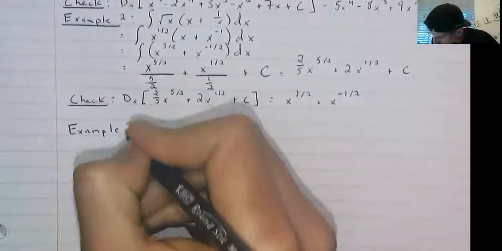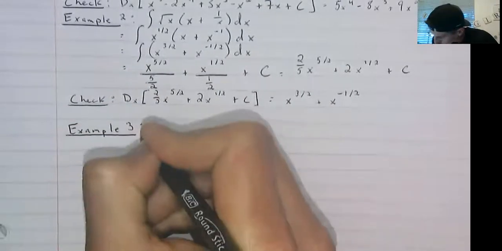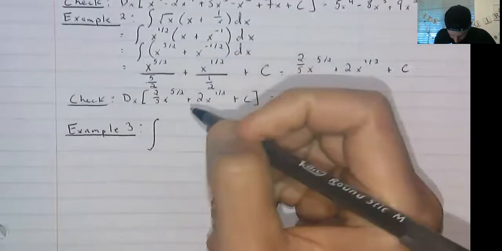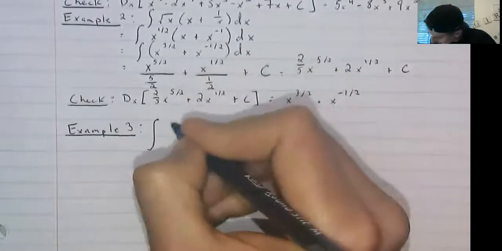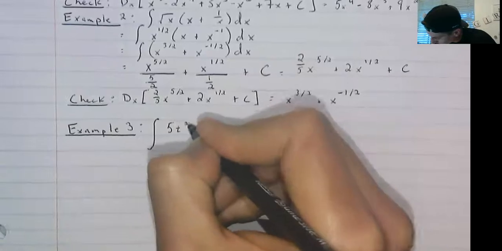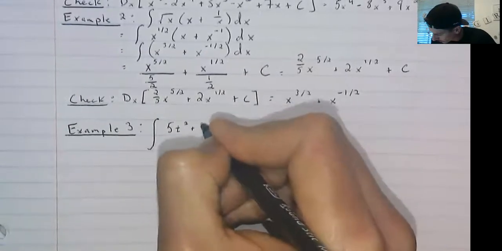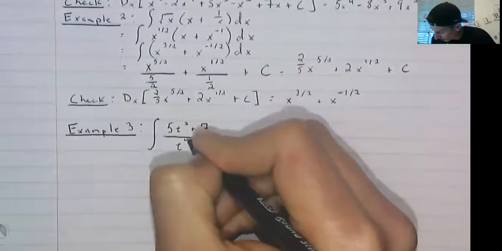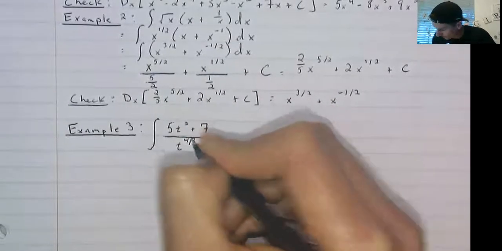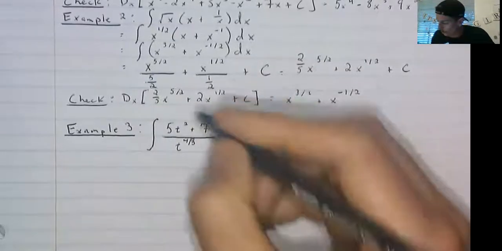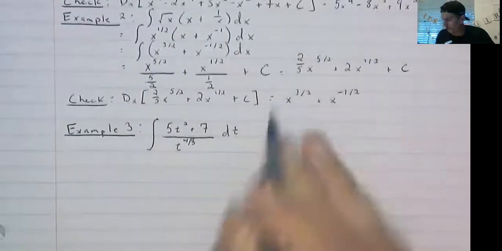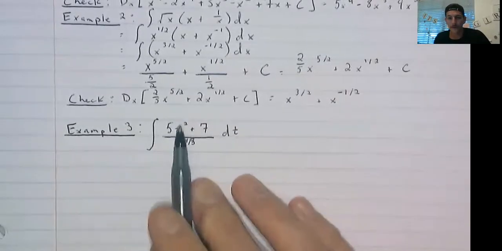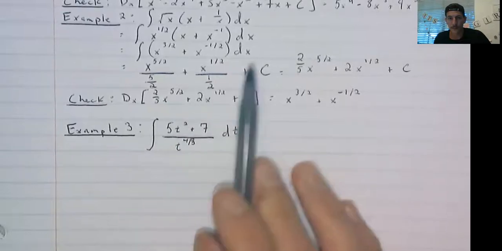So this will be example 3. The integral or antiderivative of 5t squared plus 7 over t to the 4/3 dt. Notice that this differential part here does change depending on the variable that we're looking at. So we had dx up here, now it's dt.